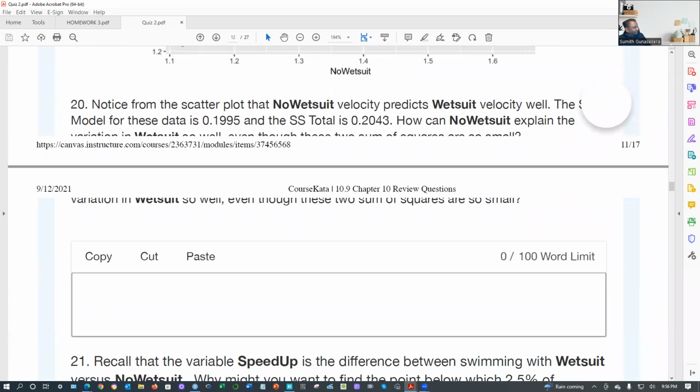Number 20. Notice the scatterplot of swimsuit velocity against wetsuit velocity. The SS model for this data is 0.1995 and the SS total is 0.2443. How can no wetsuit explain the variation in wetsuit so well, even though these two sums of squares are so small? It doesn't matter that they are small, if you take the ratio between those two. SS model means SSR. I'm on number 20. SSR is how much? 0.1995.